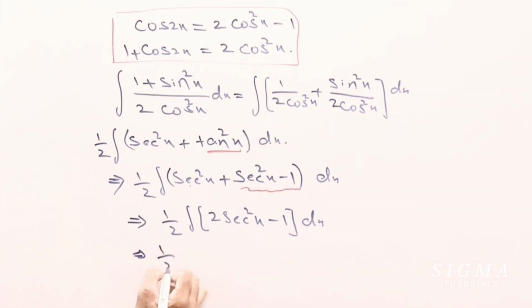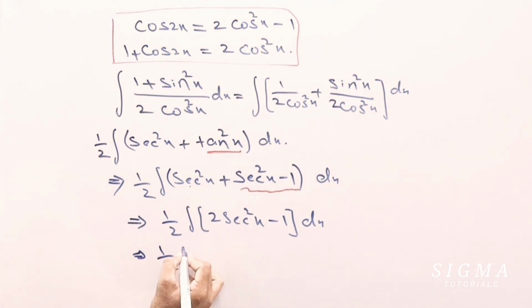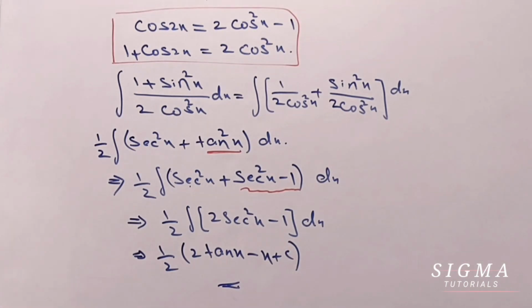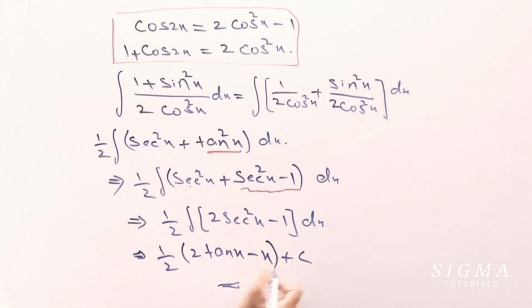Now we can write 1 by 2, the integration of secant square x, that is tan x. So 2 is as it is. From here we will write 2. Here the integration of secant square x is tan x, minus the integration of 1, that will be x. Then plus c, the integral constant. This is your final answer. Then we add the final c, the integral constant.